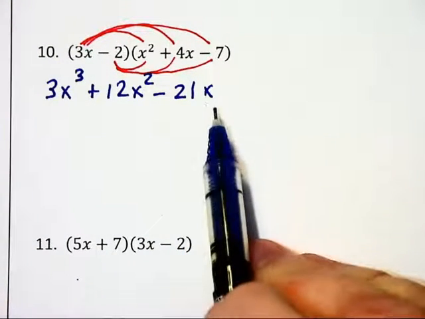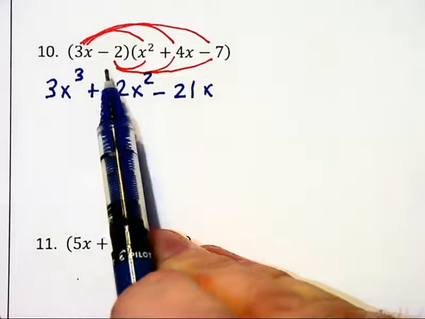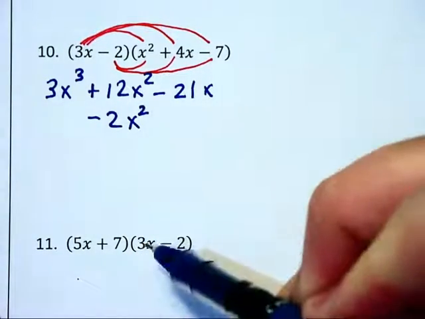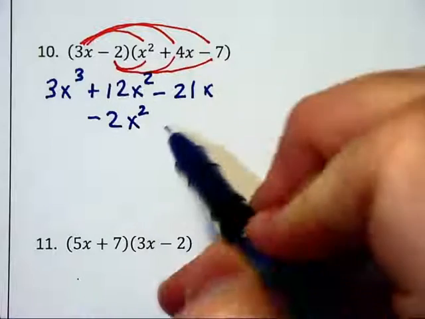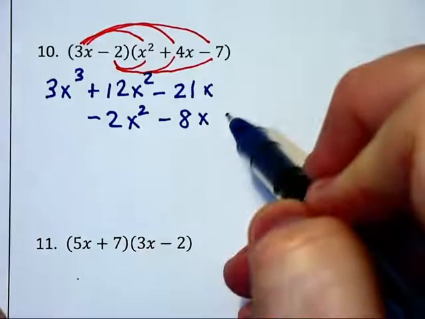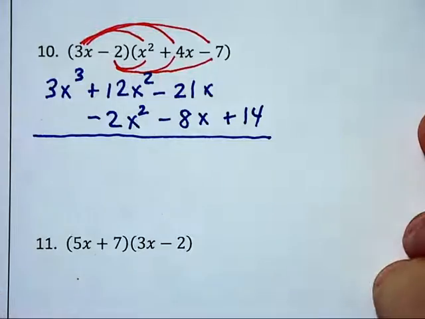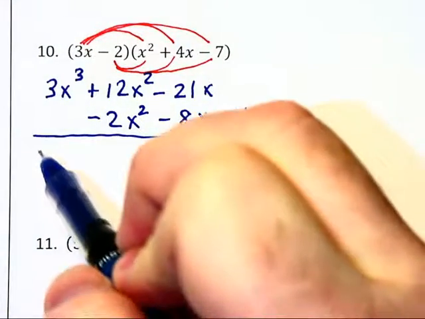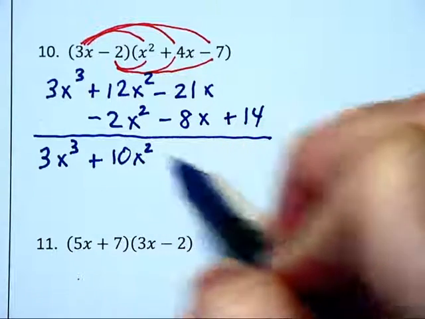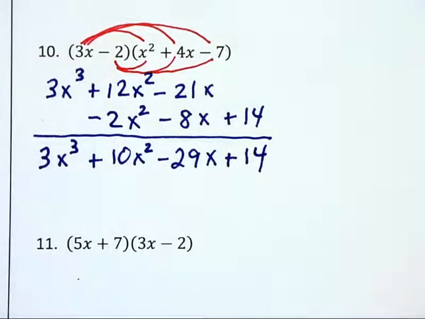Now rather than writing these next 3 products off to the right, I like to align like terms. Negative 2 times x squared is negative 2x squared, and I like to line it up under my other x squared term. And negative 2 times positive 4x makes minus 8x. Negative 2 times negative 7 is positive 14. And that helps me to have my like terms already grouped for purposes of addition. We now have 3x cubed plus 10x squared minus 29x plus 14 as the product.